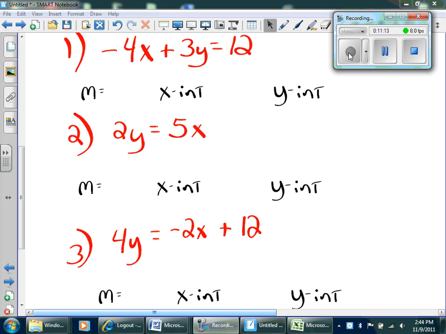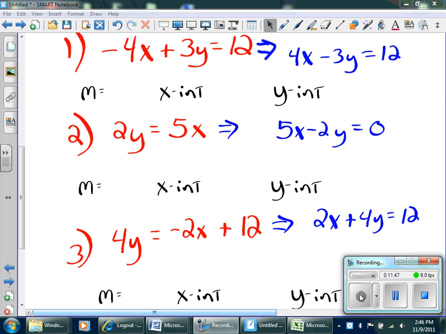Okay, there are your 3 problems. Negative 4x plus 3y equals 12. Number 2 is 2y equals 5x. And number 3 is 4y equals negative 2x plus 12. Go ahead and turn them into standard form. Once you have that, I will do the standard form. And then you can find your slope, x-intercept, and y-intercept. Pause, get into standard form, and then check with me before you go to find the slope, x-intercept, and y-intercept.